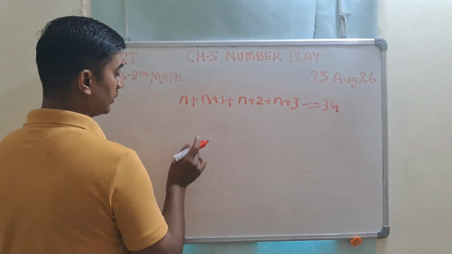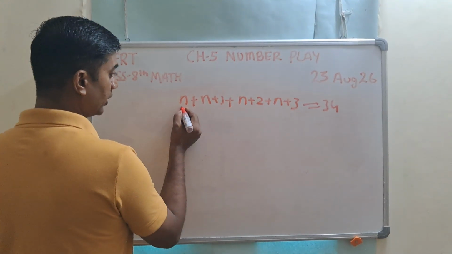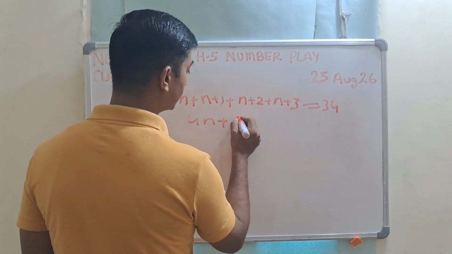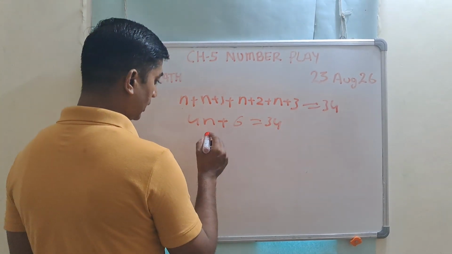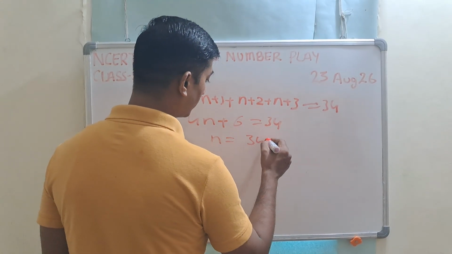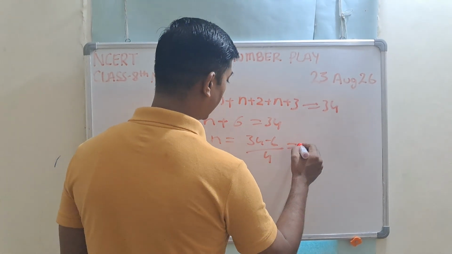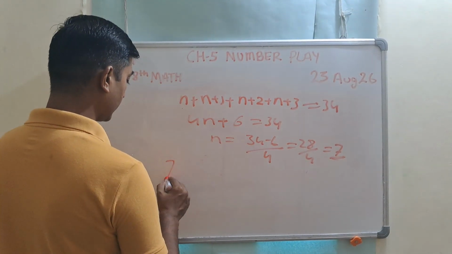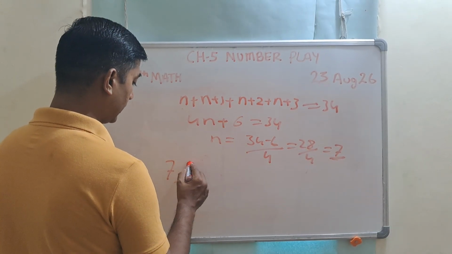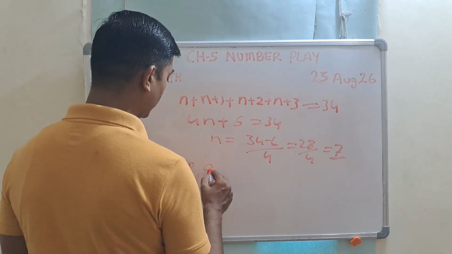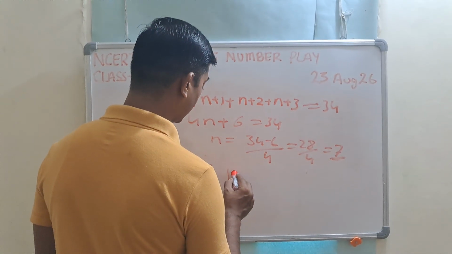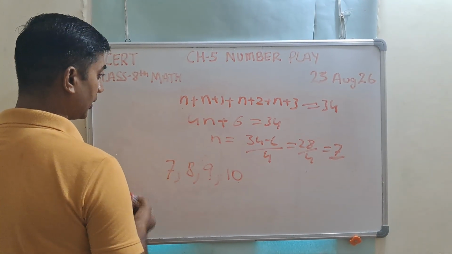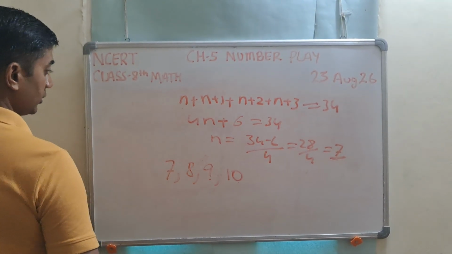The question says their sum is 34. Understood? So if we solve this, we have 4n plus 1 plus 2 plus 3, that is 6, equal to 34. If we solve this, n is equal to 34 minus 6 upon 4, that is 28 upon 4, that is 7. So our first number is 7, the second number is n plus 1, 8, the third number is n plus 2, 7 plus 2, 9, and the fourth number is n plus 3, 7 plus 3, 10. And we can check this: 10 plus 9, 19 plus 8, 27 plus 7, 34. Understood? So this is our question number 1.